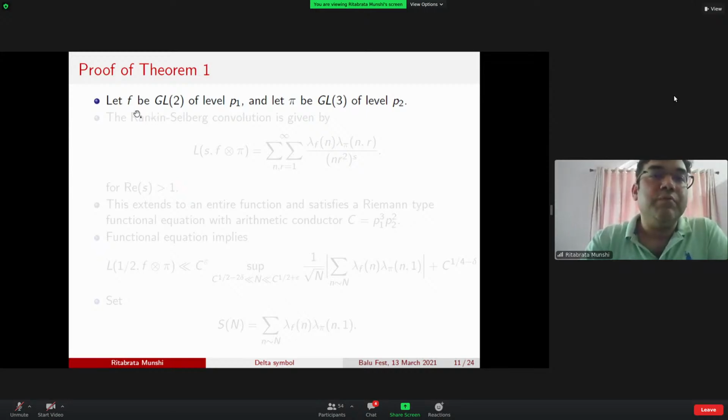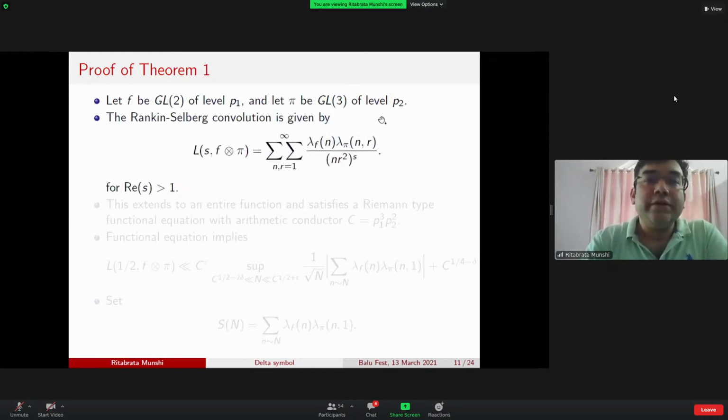So if you are more comfortable, you can just take F to be a modular form of level P1, say trivial nebentypus and fixed weight. And pi is a GL3 Hecke-Maass cusp form of level P2. Then the Rankin-Selberg convolution of this pi and F is given by this Dirichlet series.